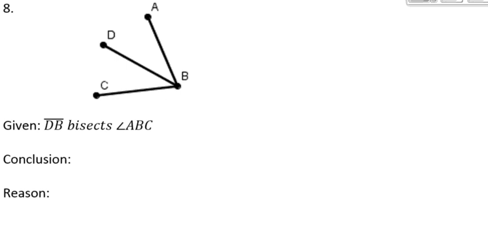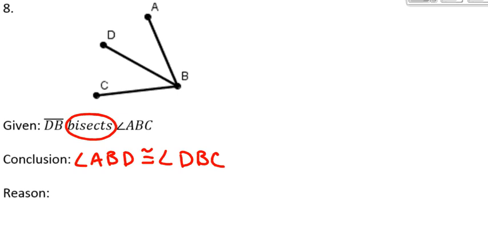Given DB bisects angle ABC, conclusion, well, bisect means it cuts it in half, which means the two angles have to be equal to each other. So my conclusion is angle ABD is congruent to angle DBC, and that would be the definition of bisect.